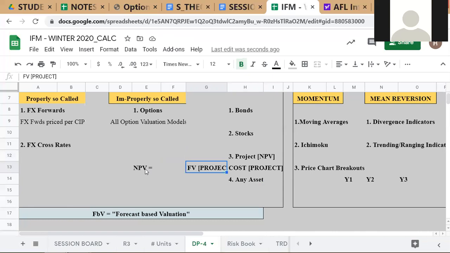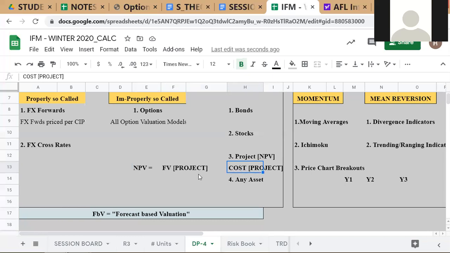So what are you doing in NPV? You're taking the fair value of the project, which maybe we should put here because it looks ugly there. The NPV is on the left-hand side, and the NPV is equal to the fair value of the project minus the cost of the project. So we write this as a C0 with a minus sign. I've just put this on this side and then minus this.